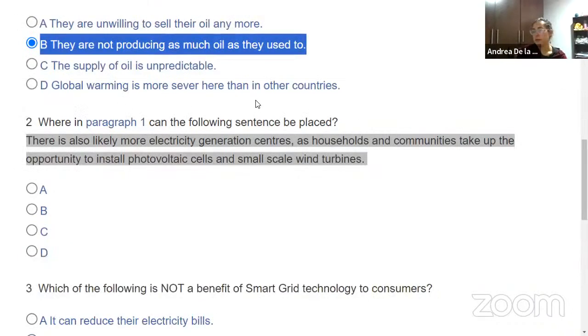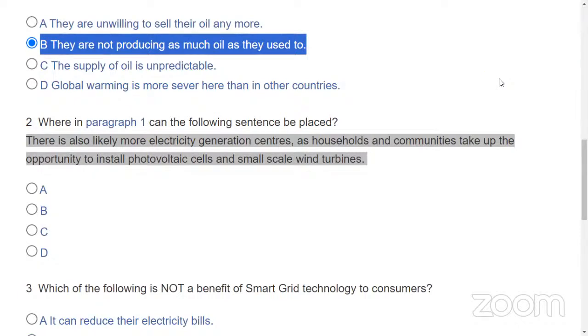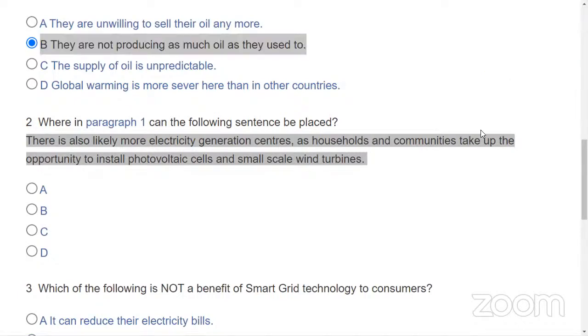Okay, guys, perfect. Now the second question. Rosario, can you please read the second question? Or paragraph 1 and the television. There is also a big part of electricity of household and opportunity to install photovoltaic cells and small space wind turbines.